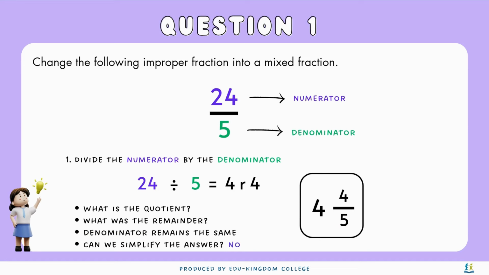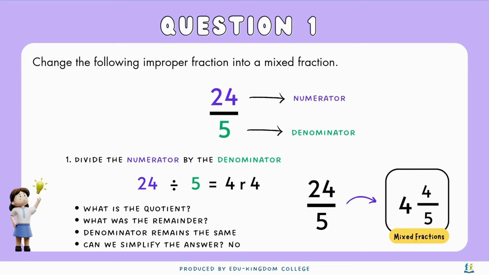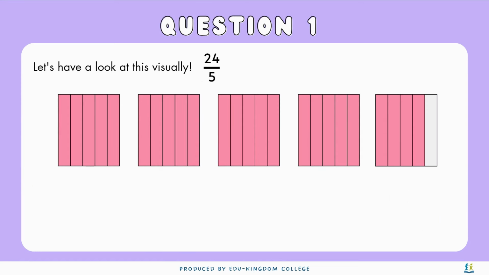No, we cannot, because the only common factor that 4 and 5 have is going to be 1. So the mixed fraction of 24 over 5 is going to be 4 and 4 over 5. Let's have a look at this visually.